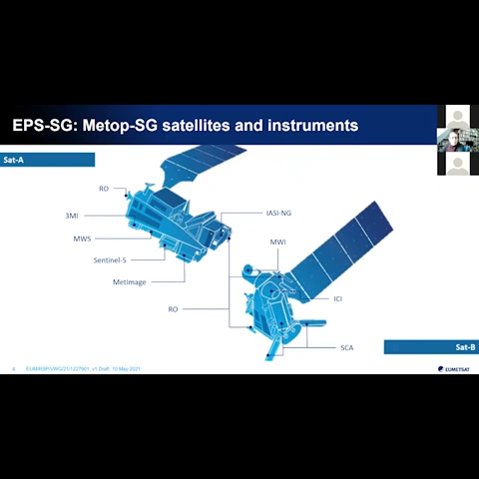So we have a number of different instruments on the EPS-SG satellites. So the A series has more or less all the optical missions. So 3MI, MWS, Sentinel-5, METimage, and IRS. And the satellite B series will have more the microwave missions. For instance, MWI, ICI, and SCA. There will be radio occultation instruments on both satellite series.